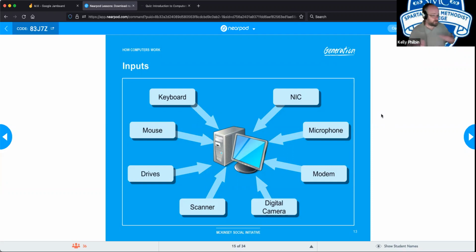I know more and more we're moving towards touchscreens in general, but unless it is specifically stated to be touchscreen, assume it is just a plain monitor. I got a question. Go ahead.